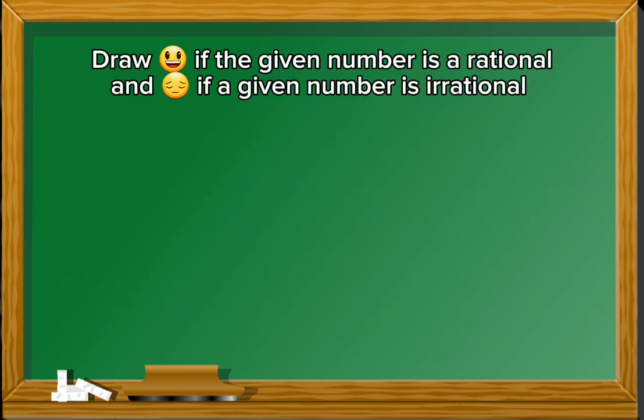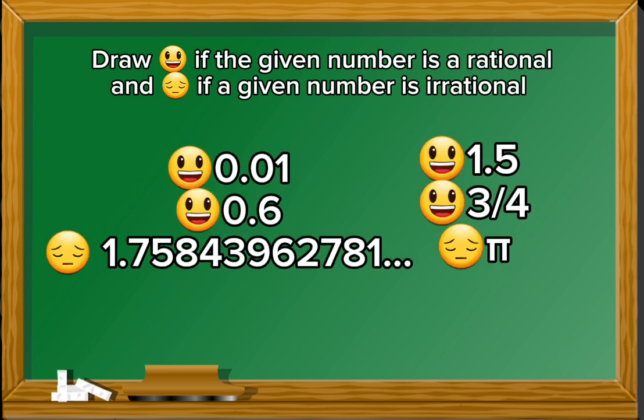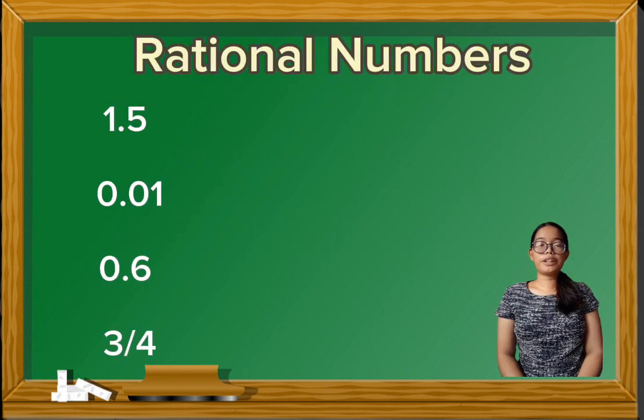Let's have a quick activity. Draw a happy face if the given number is rational and a sad face if the given number is irrational. Okay, let's answer this. Only 1.758 and pi are irrational numbers and the others are rational numbers. Our rational numbers in our previous activity are 1.5, 0.01, 0.6, and 3 over 4.